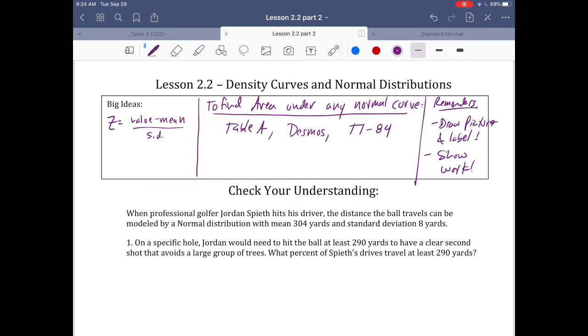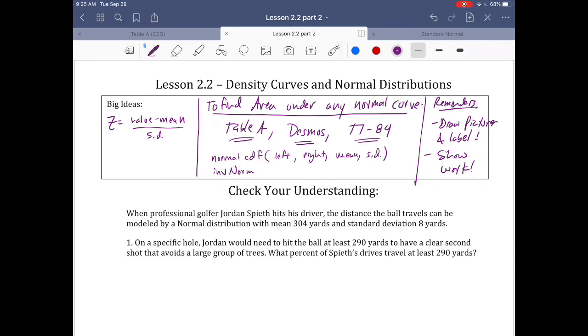So just to reiterate some of the really important parts here, your z-score, of course, is always value minus mean over standard deviation. You're going to become intimately familiar with that. You can find the area under normal curves using Table A, using Desmos, or using TI-84s. If you're using TI-84s, normal CDF, your left, your minimum, your right boundary, your mean, and your standard deviation. That is the syntax for using the TI-84.